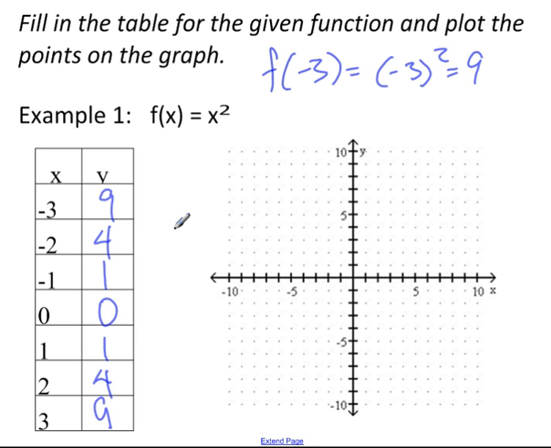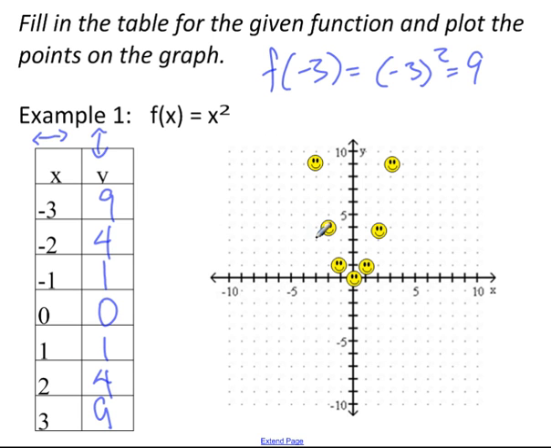Negative 3 comma 9. Hopefully you remember that our x number is our left and right number and our y number is our up and down number. So negative 3 comma 9. I'm going to go back 1, 2, 3 all the way up to 9 and drop my point in here. I'm going to quickly drop in the rest of these points.